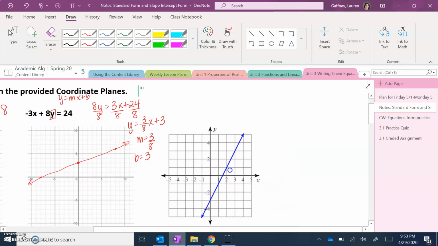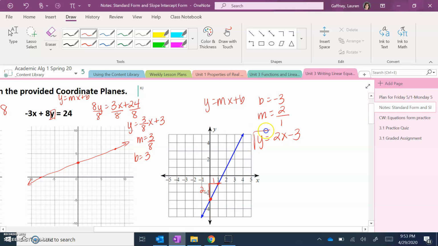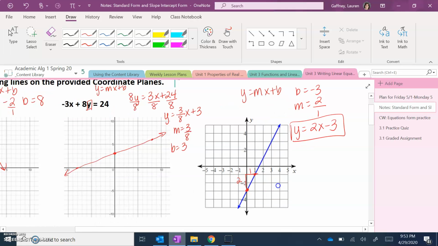Now for this one, I want us to write the equation in slope-intercept form given the graph. Our b, or y-intercept, is -3. Then let's count the slope. Let's find another place where it crosses evenly. Here, we would go up 2, right 1. So my slope would be 2 over 1. So my equation would be y equals 2x, or 2 over 1x, and then my b is -3. Those are all things that we did in the last unit.